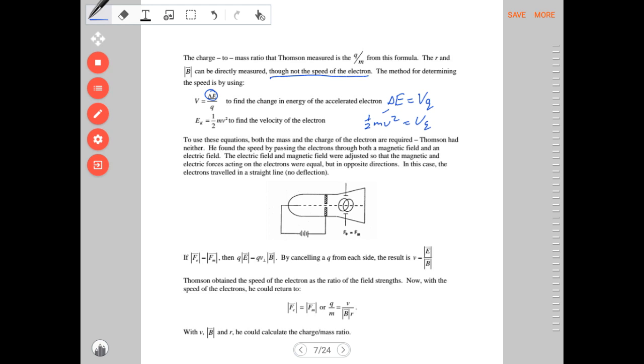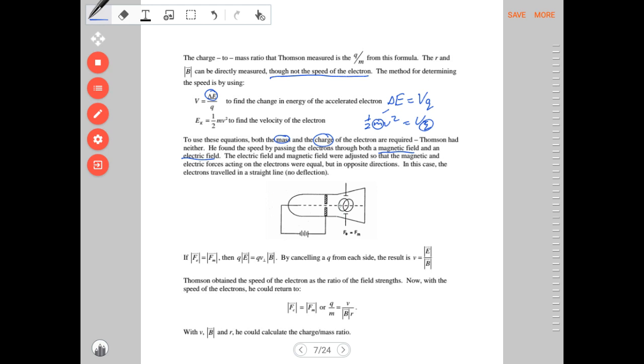Now, here's the funny thing though. To use either of these equations, both the mass, the M right there, and the charge, the Q right there, are required. Thomson didn't have either. Now, of course, we know them now, right? We know the mass of an electron, we know the charge of an electron, but he didn't. So he had to find the speed by passing the electrons through a magnetic and an electric field at the same time. The electric field and the magnetic field were adjusted so that the electric and magnetic forces acting on these electrons were equal but in opposite directions. In this case, the electrons travel in a straight line with no deflection.